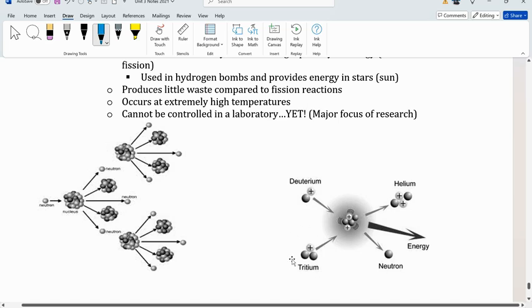And a tritium, which has 1 proton and 2 neutrons in its nucleus. And we smush them together. What we get out is a helium, a neutron, and energy. Lots of it. Okay, so this is what's burning in our sun. It's really not a fire, it's fusion that's going on.